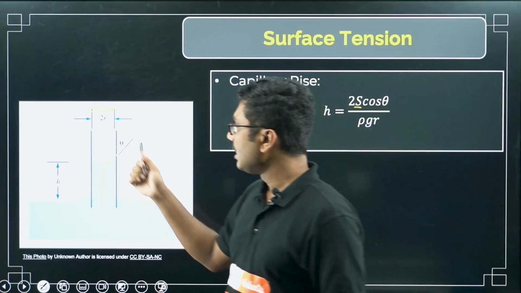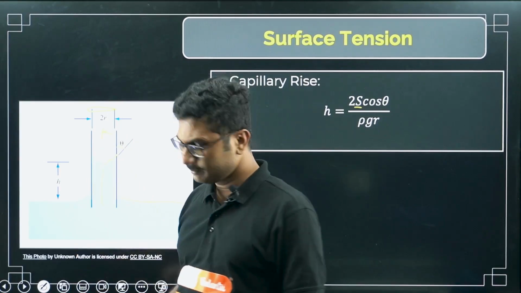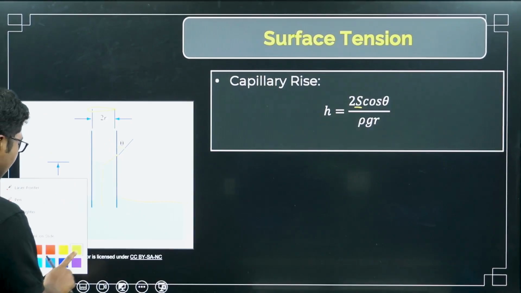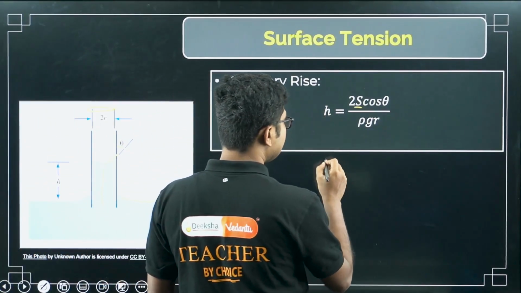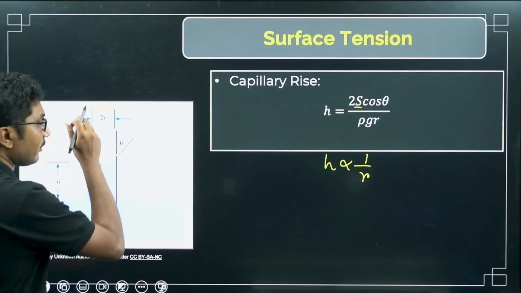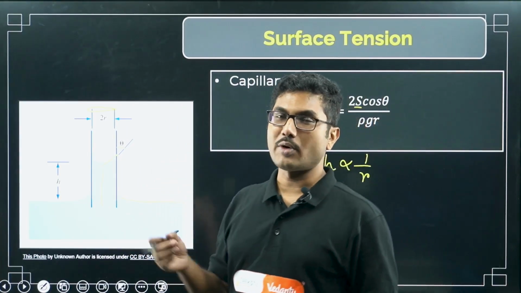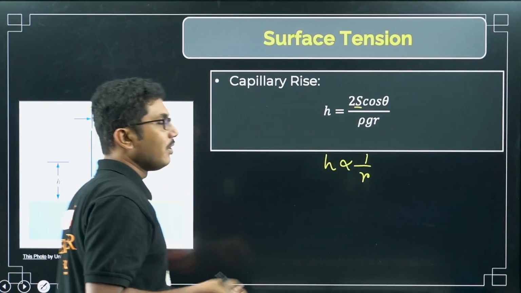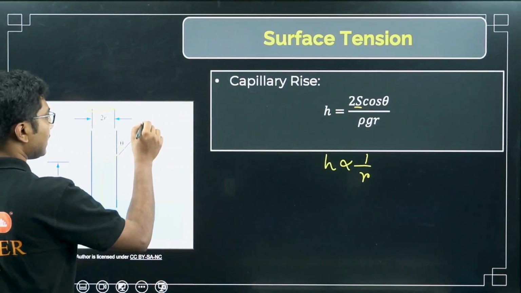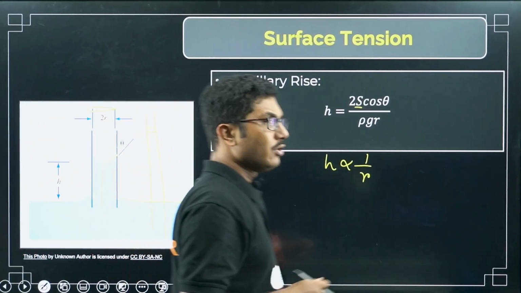So 2s cos theta. r is the radius of the pipe. So you can see that the height of this capillary rise is inversely proportional to the radius. So thinner the pipe, higher it will rise. If you just simply put a bigger cylinder, the rise of the water will not be much. But if you use a thinner pipe, the thinner the pipe, the higher will be the rise, compared to the basic thing.